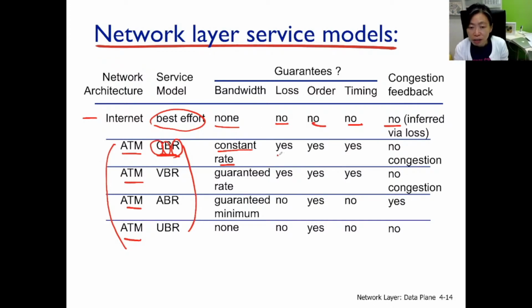It guarantees no loss, packets arriving in order, and the timing of the packets is also guaranteed. It's going to be constant. And there's not going to be congestion at all, so there's no need for congestion feedback.